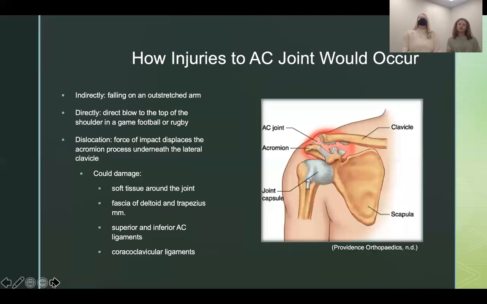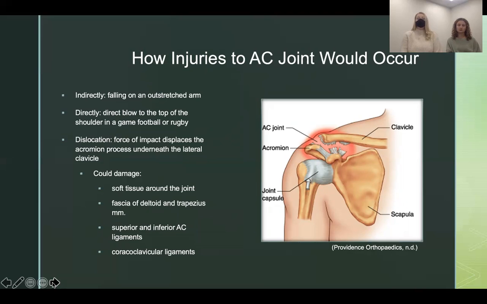Okay, and as for injuries of the AC joint, it can happen indirectly or directly. An example of an indirect injury would be falling on an outstretched arm. An example of a direct injury would be a direct blow to the top of the shoulder in a game of football or rugby.